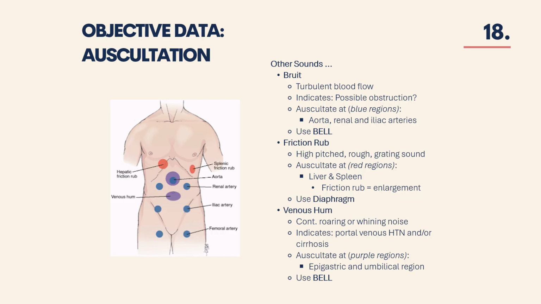Then you have venous hums. We're back to a venous issue, so this is when we're going to utilize the bell. This is going to be like a continuous roaring or whining noise. If you do hear a venous hum, it indicates that there is potentially portal venous hypertension or maybe some cirrhosis. So you will auscultate in the purple regions, that is your epigastric and your umbilical region.